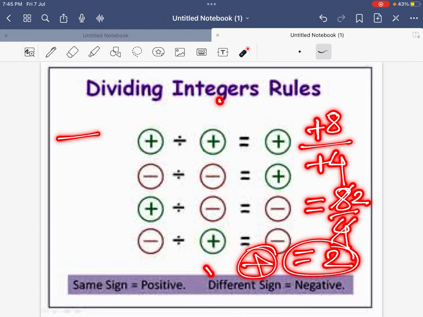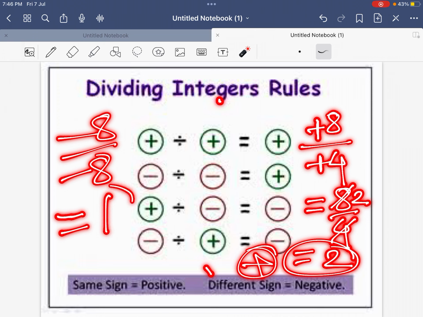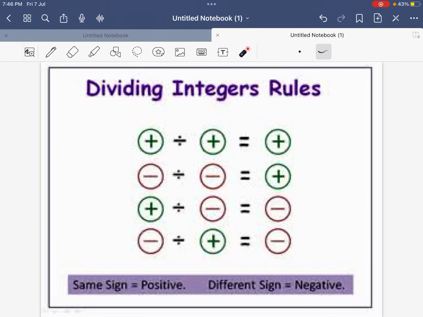Means what? If both the numbers are negative, then the answer is positive. Take an example: minus 8 upon minus 8 is equal to 1. Now let's move to the third case.